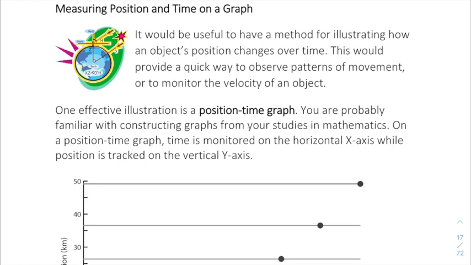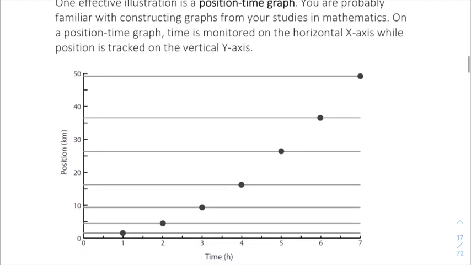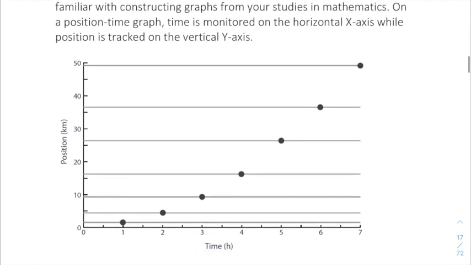So it would be useful to have a method for illustrating how an object's position changes over time. This would be a quick way to observe patterns of movement, or to monitor the velocity of an object. One effective illustration is the position time graph. You are probably familiar with constructing graphs from your studies in mathematics.